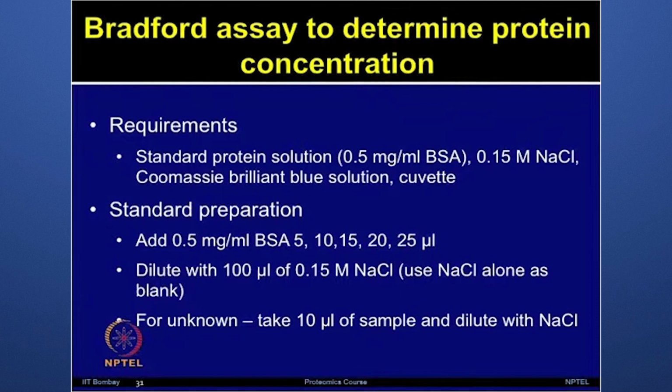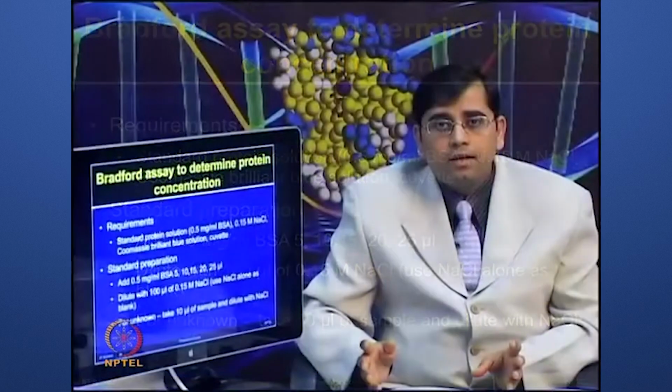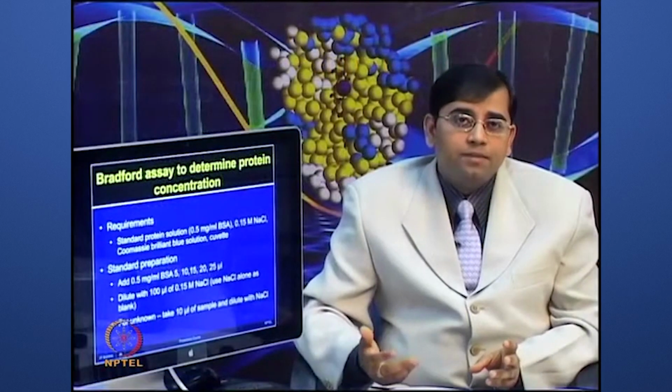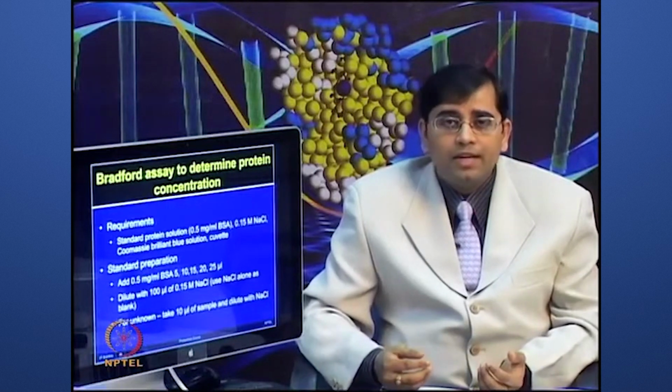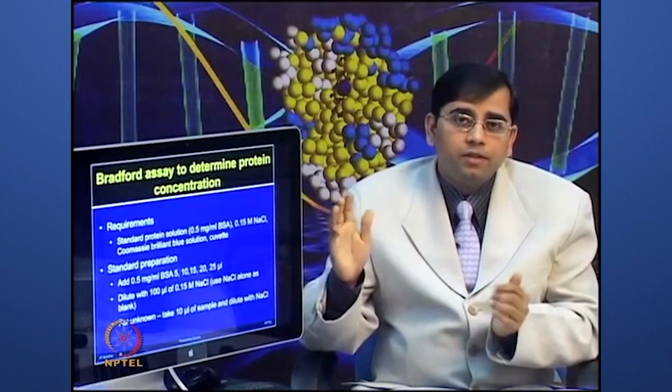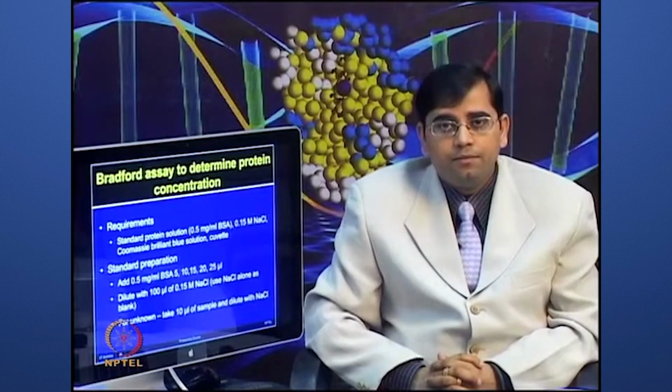For the unknown samples for which you want to determine the protein concentration, you can take 10 or 15 microliter of the sample and dilute with the sodium chloride. Then the same treatment can be performed for this whole experiment. Now, if your unknown is giving you absorbance higher than your standard preparation series, it is a better idea to try different dilutions of your unknown sample, because it has to fall within the standard curve of the standard dilutions you have taken.